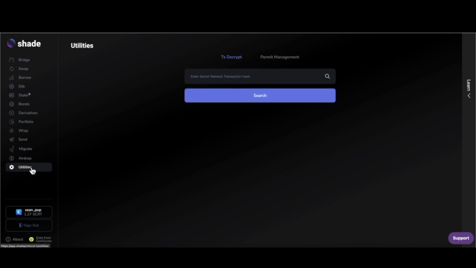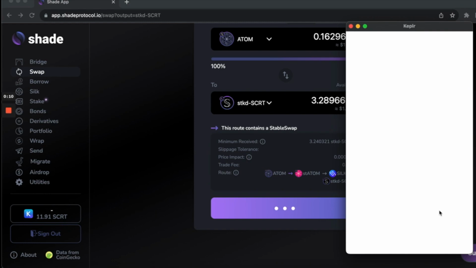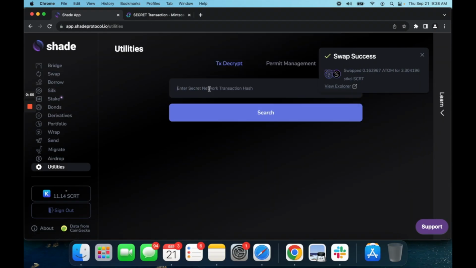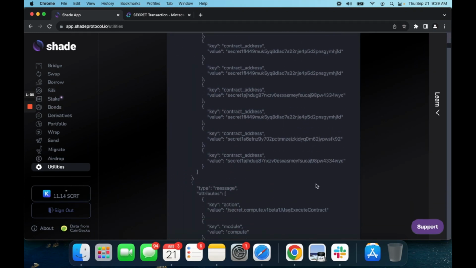And then the last option here is utilities. If you wanted to play around with decrypting one of your transactions on Shadeswap, you could do that here. Just copy the transaction hash after it processes, paste it in here, and then you could see the whole decrypted transaction. So this has been your brief guided tour of Shadeswap.